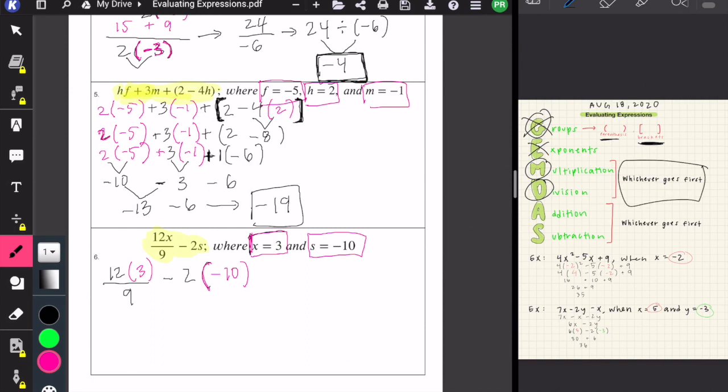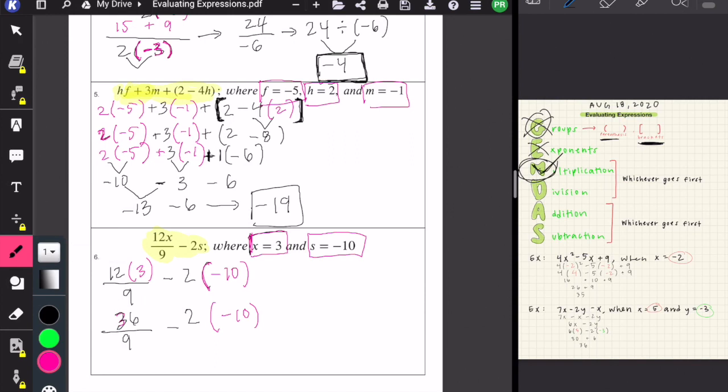Because right here, we're figuring out which goes first, multiplication or division. Well, we read math from left to right and from up going down. So it looks like multiplication actually goes first. So let's go ahead and multiply first. 12 times 3 is 36. Okay. 36 over 9 minus 2 times the -10. Okay, well, now we get to divide because division is right here on the left side, right? Okay, let me erase that so it's not distracting.